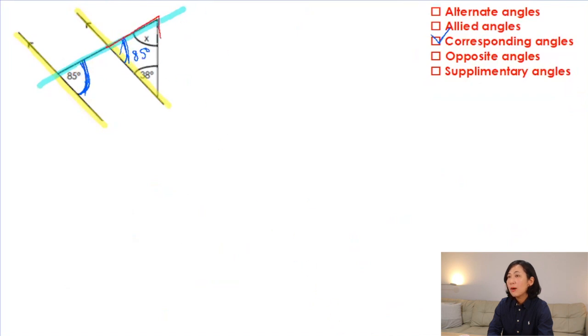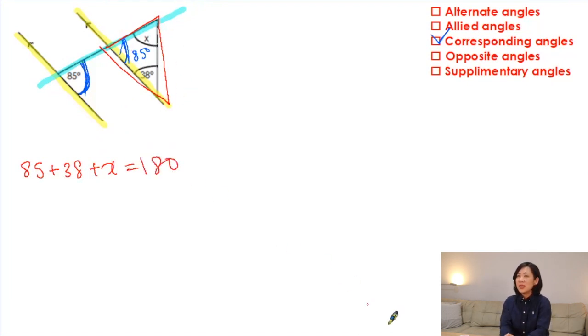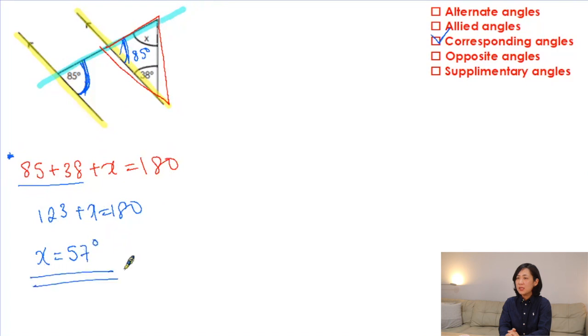Then now I can see the triangle, right? So we all know that all the angles inside the triangle add up to 180. So in that way we can find our x. Let's calculate them together. You add up the other angles, that is 123, add x makes 180, so your x is 180 take away 123. That is 57. So our answer is 57 degrees.